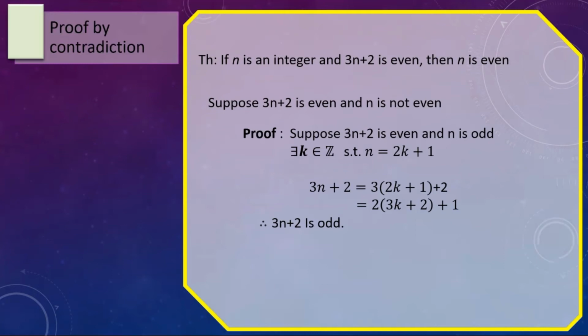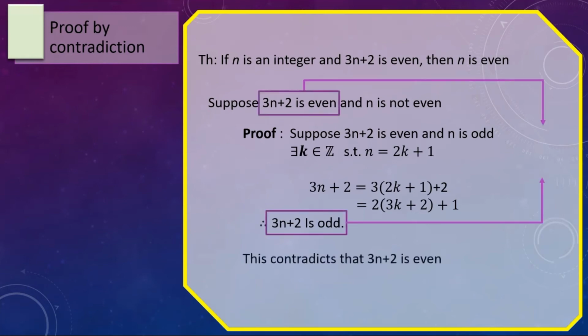It's important that we apply that definition of an odd number. That's what we know about odd and evens. So we can rewrite 3n plus 2 as 2 times an integer plus 1. So that leads to the conclusion 3n plus 2 is odd. Well, one of our premises was that 3n plus 2 is even.